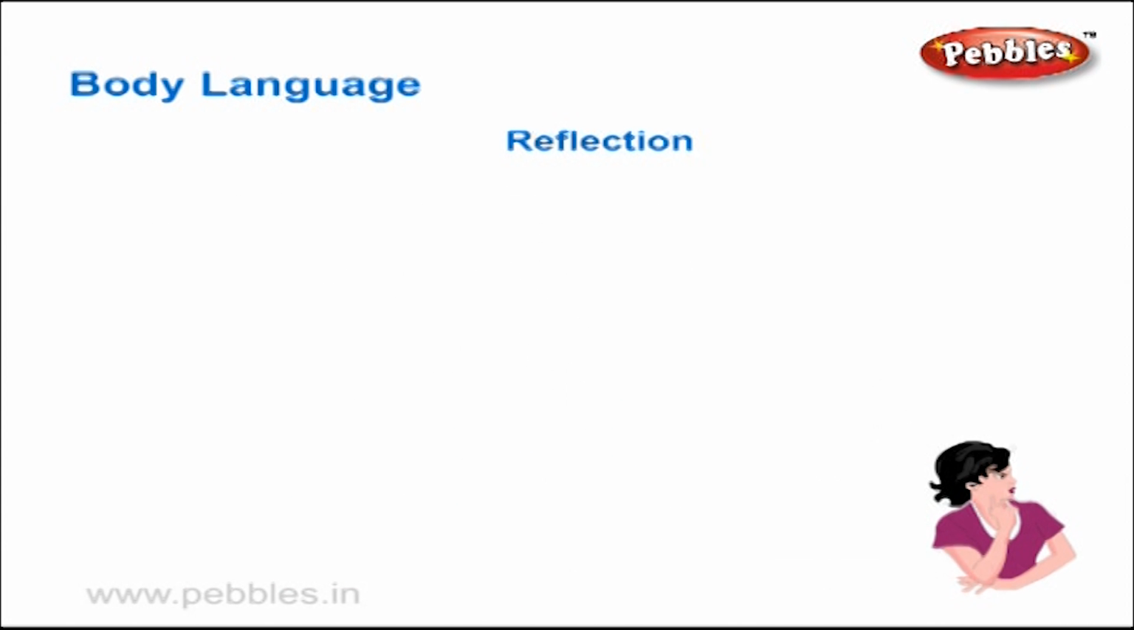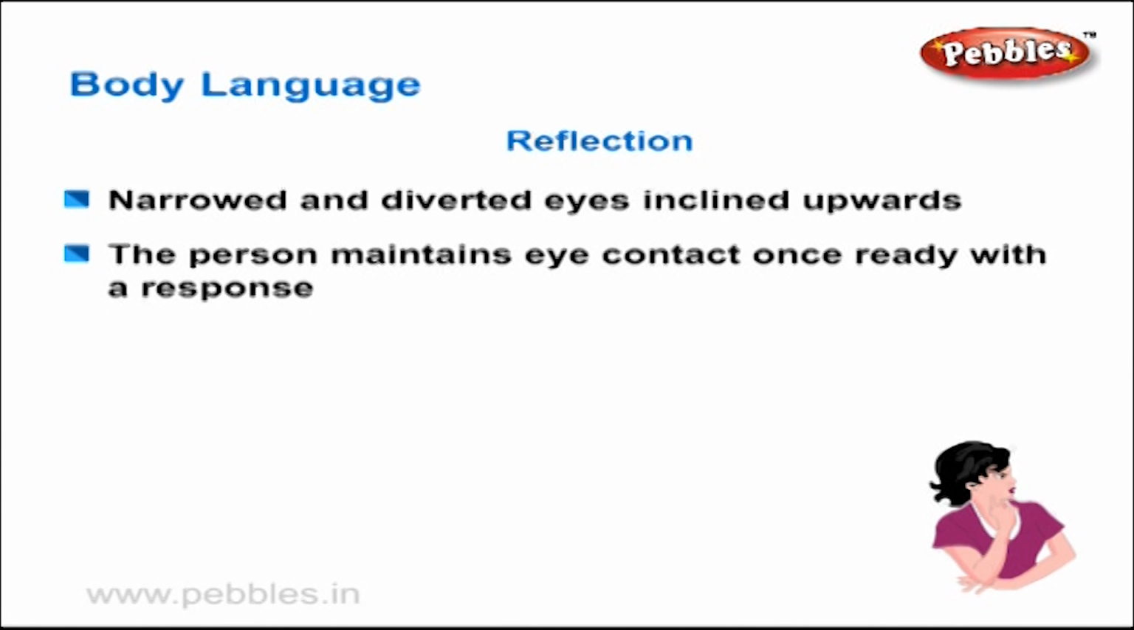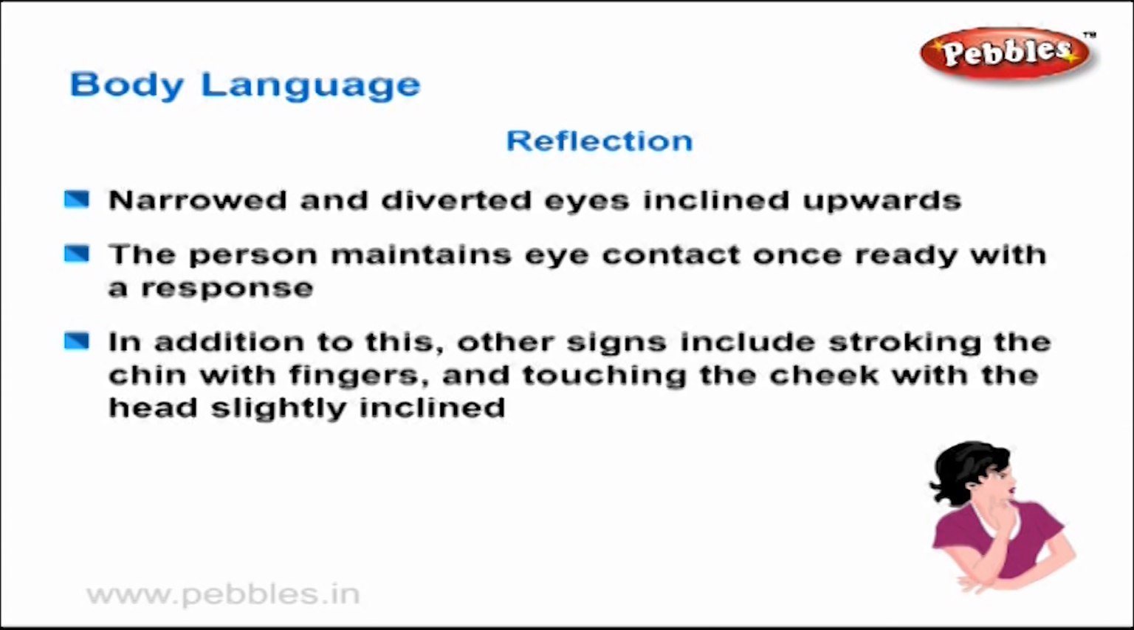Some common signs and signals that indicate whether the person is thinking, recalling, reflecting, or contemplating his or her response are narrowed and diverted eyes inclined upwards. The person maintains eye contact once ready with a response. In addition to this, other signs include stroking the chin with fingers and touching the cheek with the head slightly inclined.